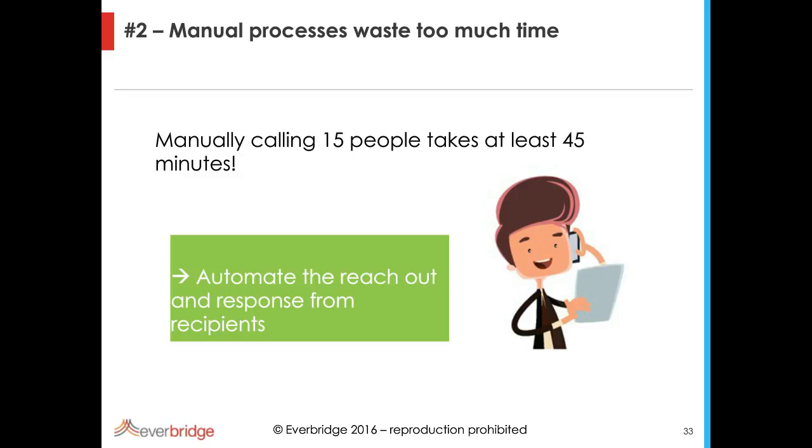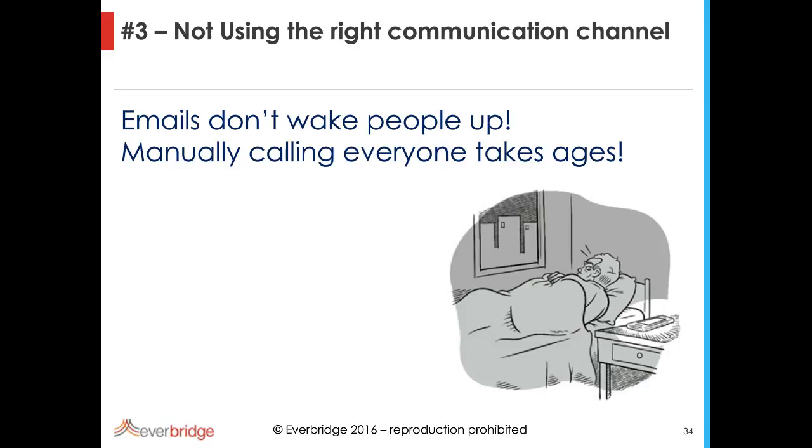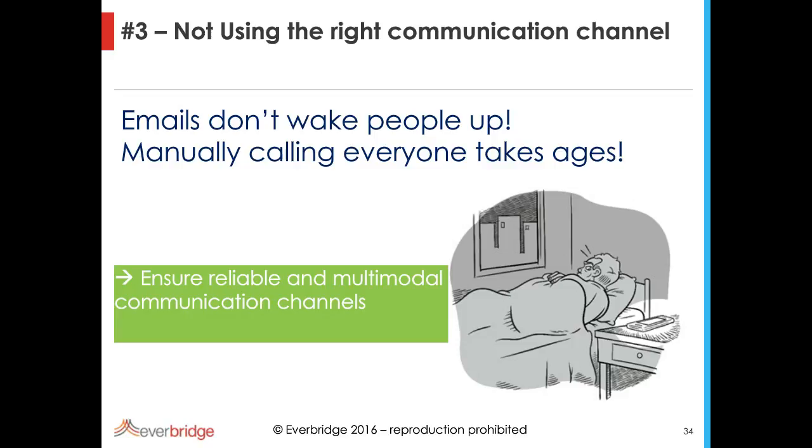Number 3, use the right communication channel. As we all know, emails don't wake up anybody, especially in the middle of the night, especially if you're trying to reach a few developers in Beijing, China, from the US. So instead of using emails only, make sure that you've got a way to use multimodal communication. That means the system's going to reach out to people through SMS, through text-to-speech, through voice, through emails maybe, through mobile application push notifications, and so on and so forth, until the recipient answers.